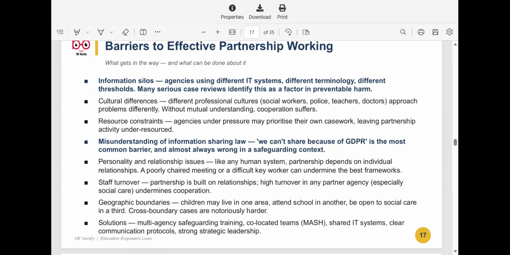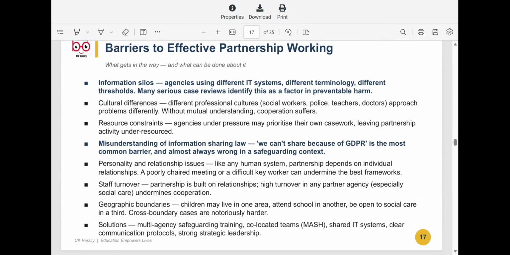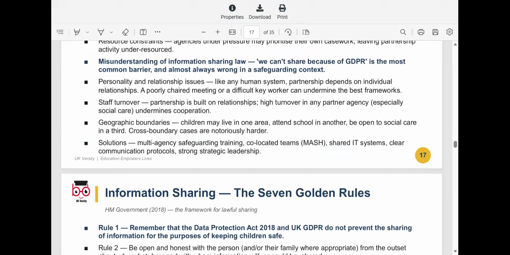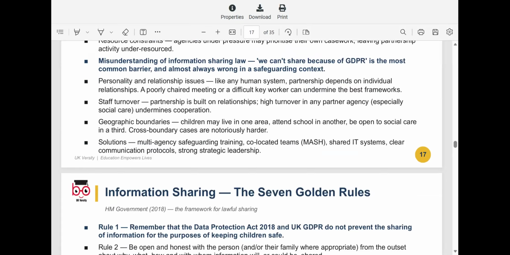Barriers to effective partnership working. There are barriers in place, and it may be things like poor communication, it may be cultural differences, the different professional cultures. Resources is a big one, shortages in time, funding, or any sort of limited resources as well. Misunderstanding, lack of trust, another one. Personality, like humans, it depends on individuals, and staff turnover. Geographical boundaries may be another one as well.